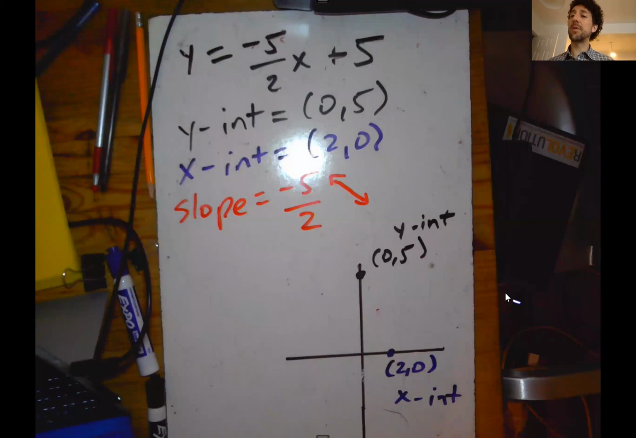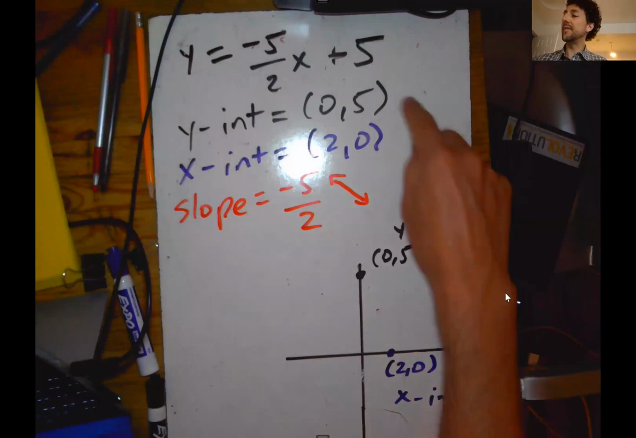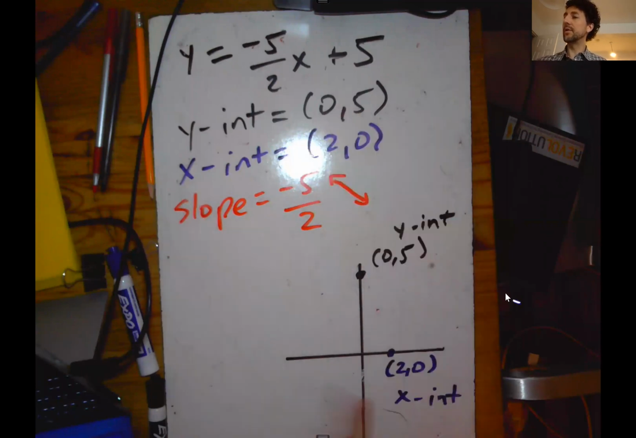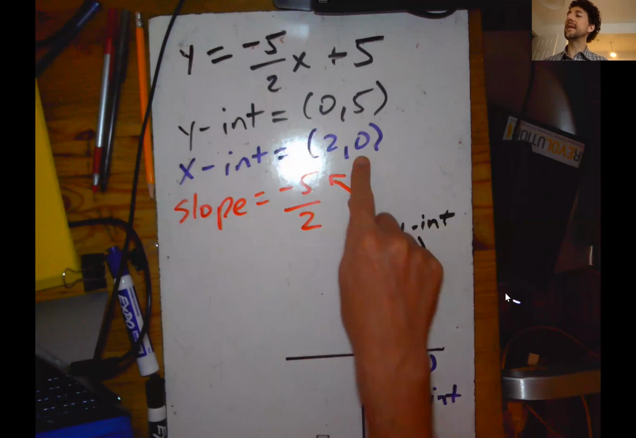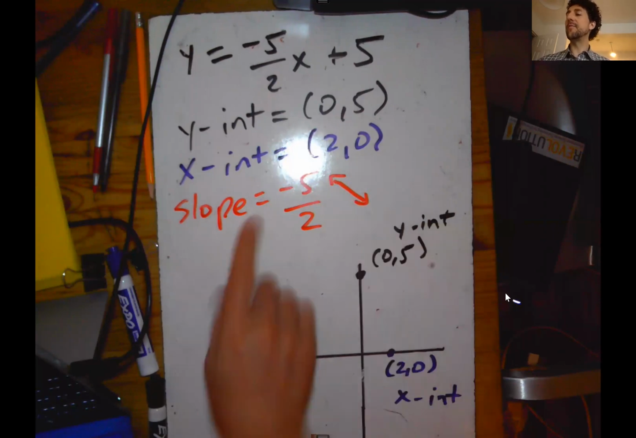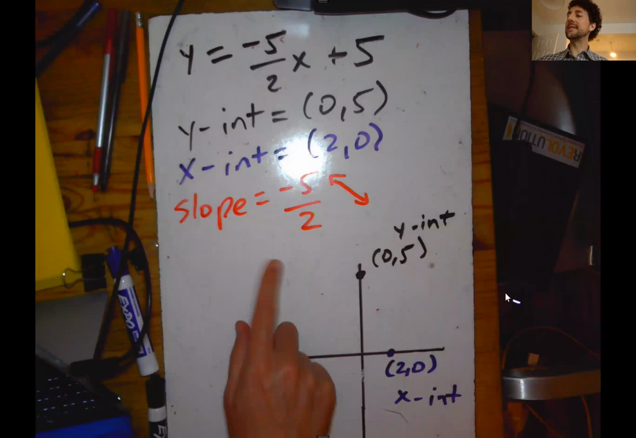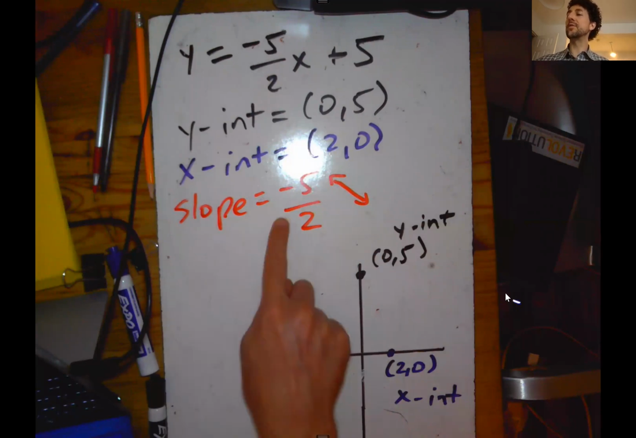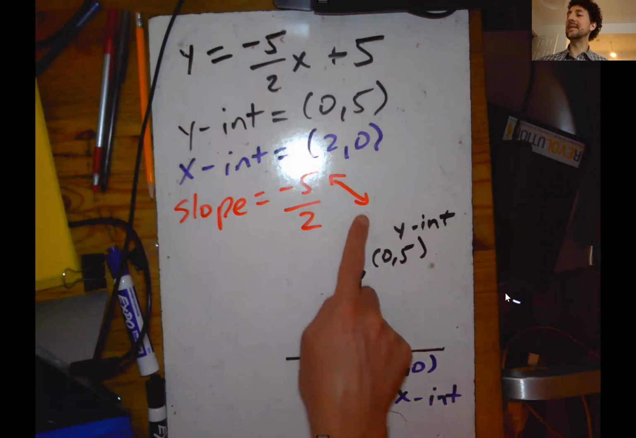So to finish up this problem, I know that my y-intercept is (0, 5). I know that my x-intercept is (2, 0). And finally, I know that the slope of my linear equation is -5/2. Because it's a negative slope, it needs to go down as it goes to the right. It needs to decrease.